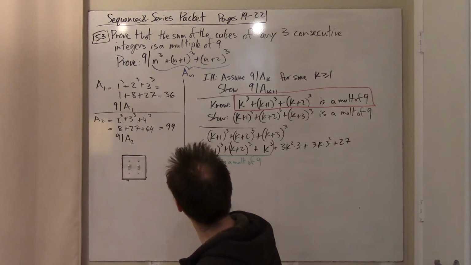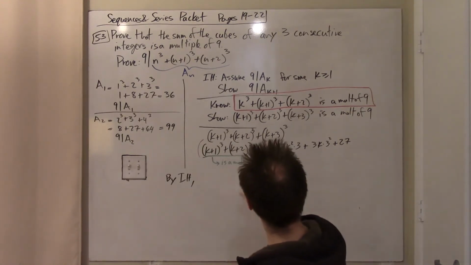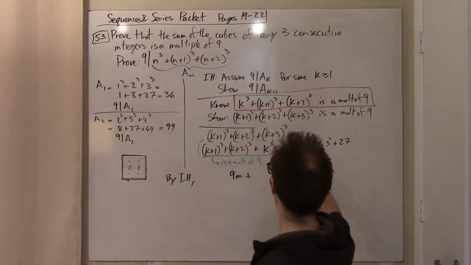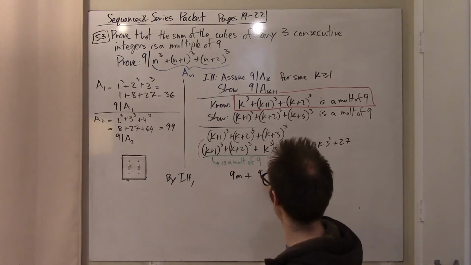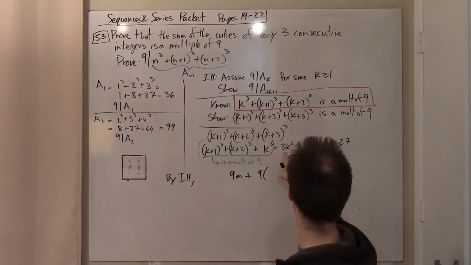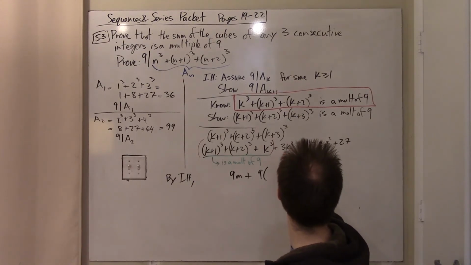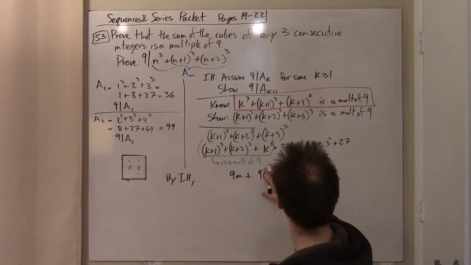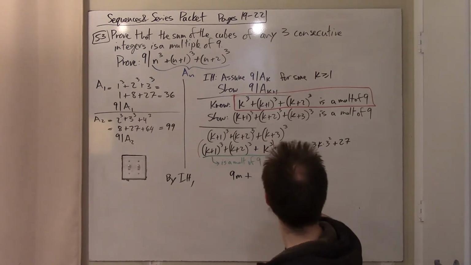So, okay, here we go. By my inductive hypothesis, this whole thing is 9m. And what is all this? Well, I can factor a 9 out of it, and I see... no, I guess I don't quite get a 9 just yet. Sorry, I was a little bit too hasty. What is this? Oh no, yeah.